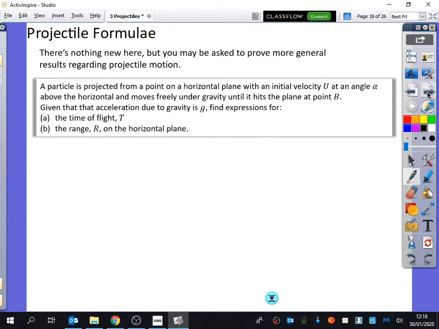And this is where they like to pull in a bit more of your understanding of trig and things as well. So let's just dive in with a question. It's the best way to teach this bit.